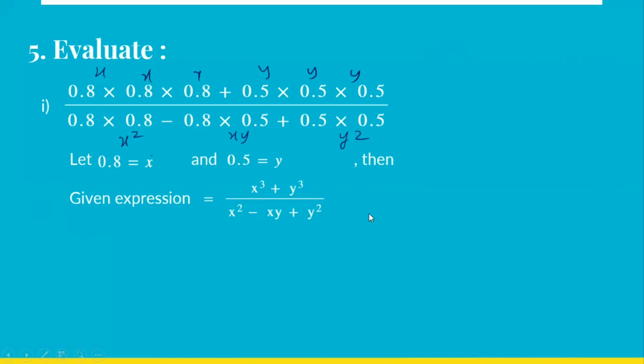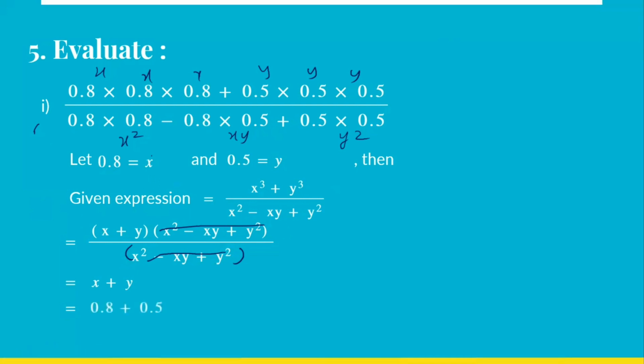Now we already know the identity for x cube plus y cube. We have just solved questions based on that. Let us substitute the value. So we have x cube plus y cube is equal to x plus y into x square minus xy plus y square. Remember that we need to put the bracket here in the numerator and denominator. It is important that we put the bracket before we cancel. We cannot cancel a single term. So this entire bracket, which is the multiplication, gets cancelled, and our final answer is x plus y. Now what is the value of x? The value of x was 0.8. The value of y was 0.5. Add them, you get 1.3.